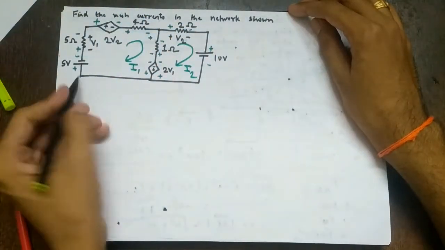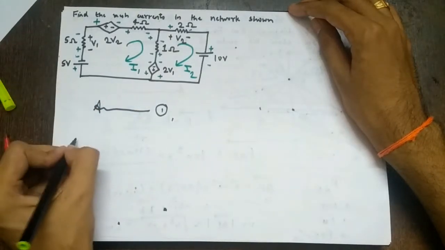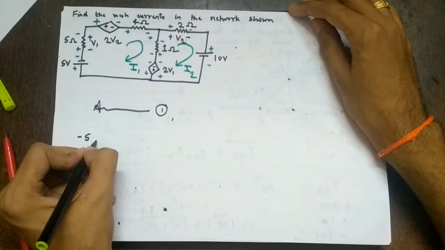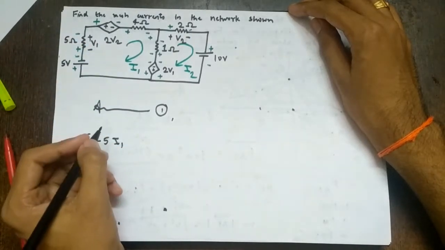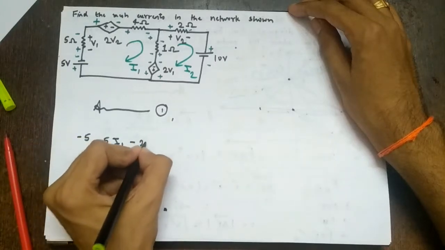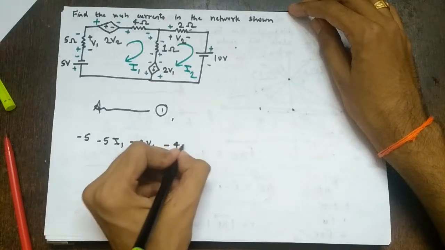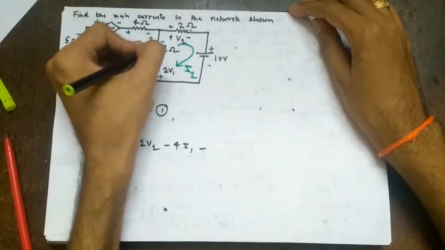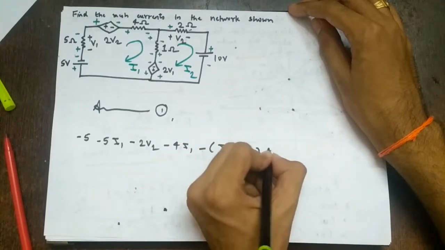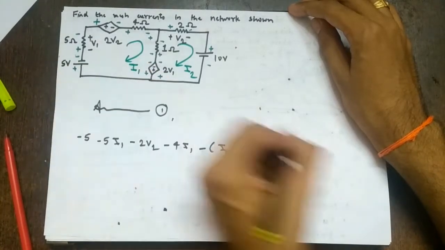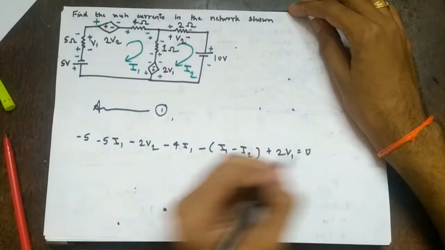So what we'll write? Applying KVL to mesh 1. So let's start from here. What we get? Minus 5. Minus 5. What is the current flowing? I1. Minus 5 minus 5 I1 minus 2 V2. It is a voltage source, so directly take that value. Minus 4 into, what will become here? I1 minus I2, plus 2 V1, value of voltage source. Again we write it directly, same way we wrote this value minus 5 directly, equal to 0.